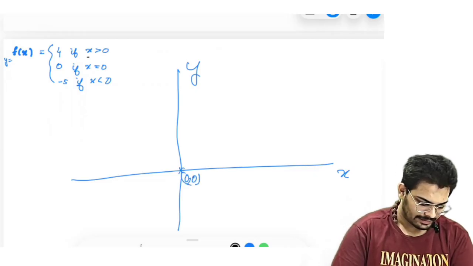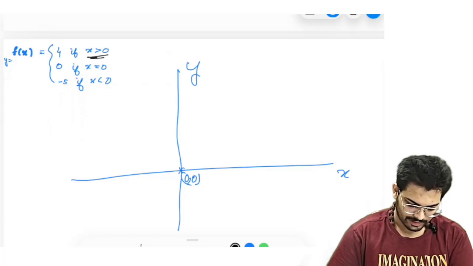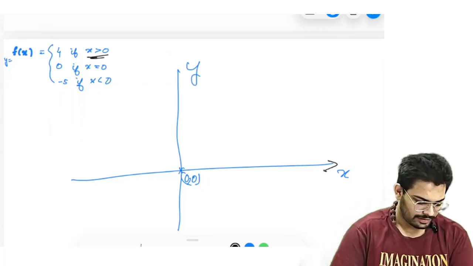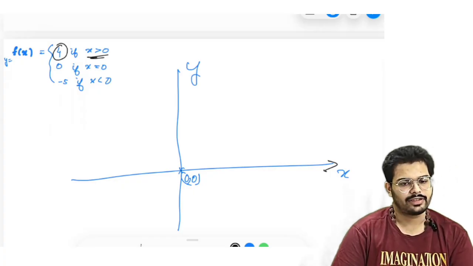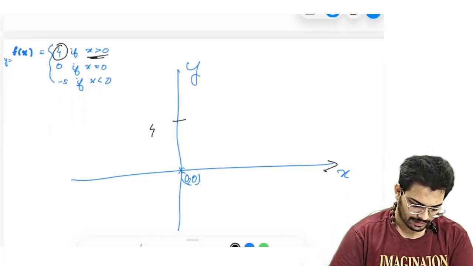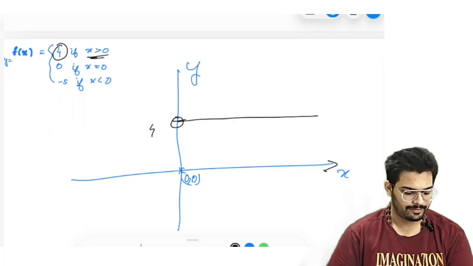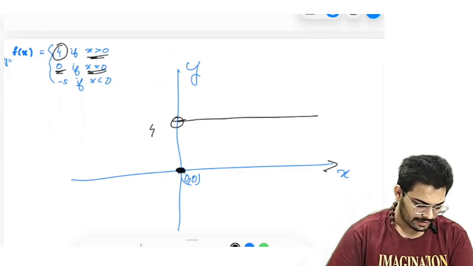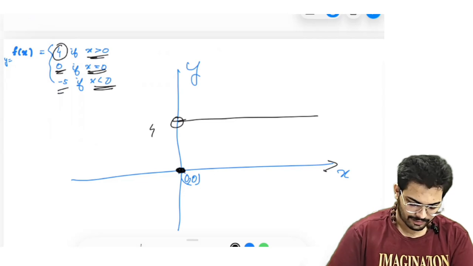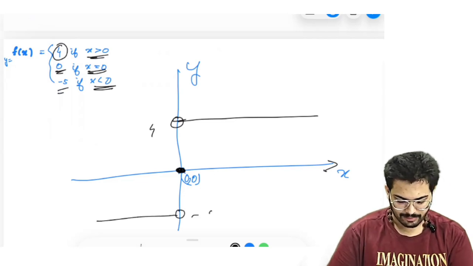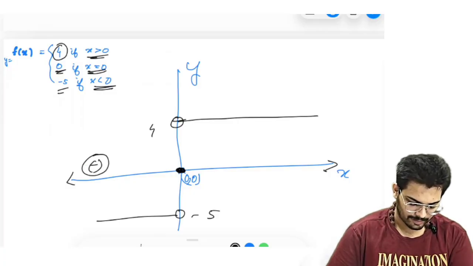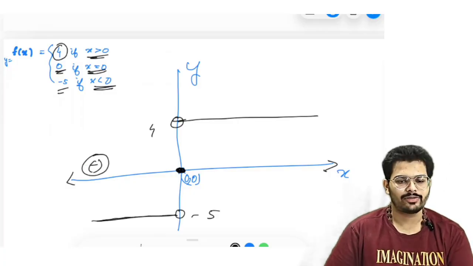Next, when x is a positive number, which means from 0 to infinity, without including 0, the value of the function is always a constant, which is equal to 4. When x equal to 0, the y value is 0, that is the origin is another point. And when x is a negative number, the value of the function will be changing to minus 5. That is, for negative values of x, the y values will always be minus 5.